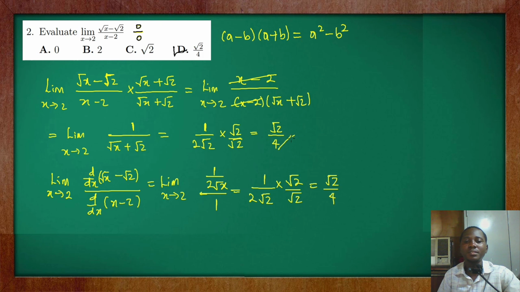So here we have the same results. Now that means the correct answer to this question is square root of 2 over 4, which is option D here. So let's move on to the next question.